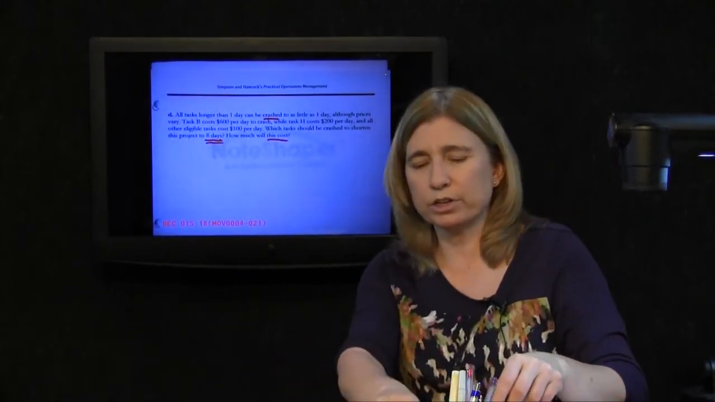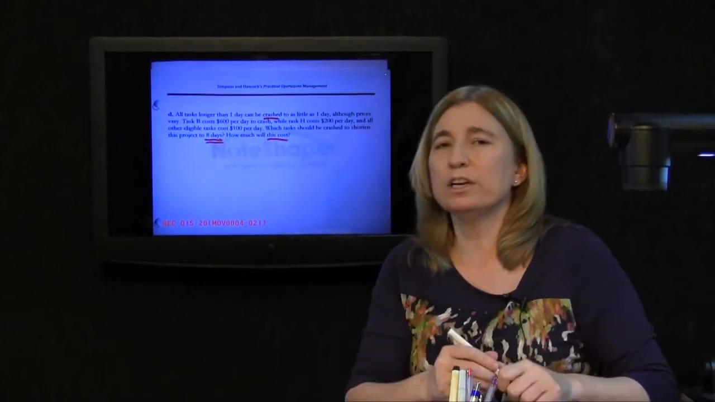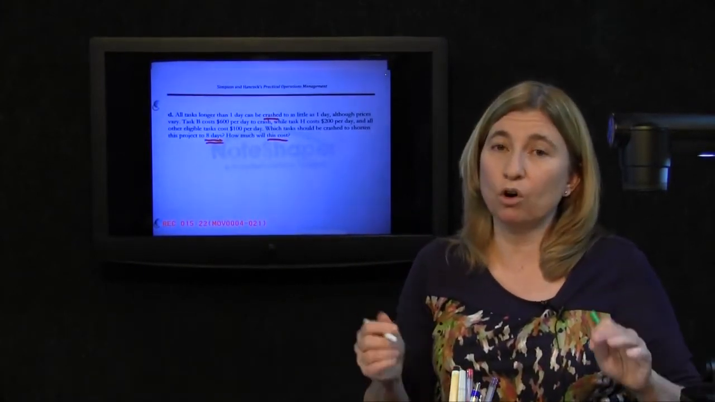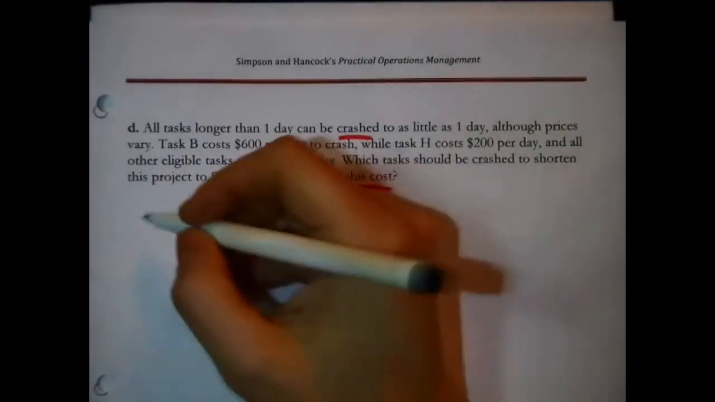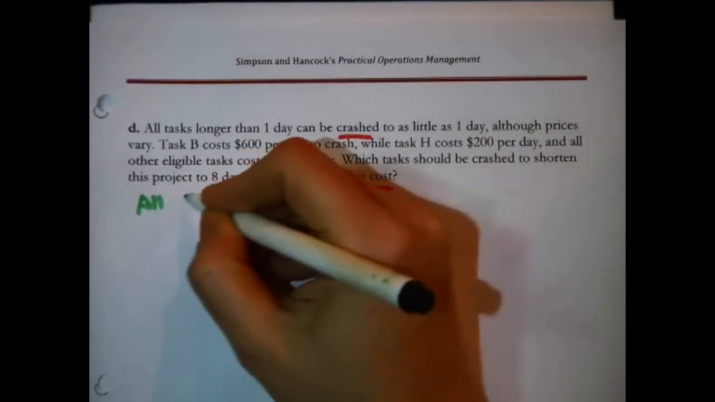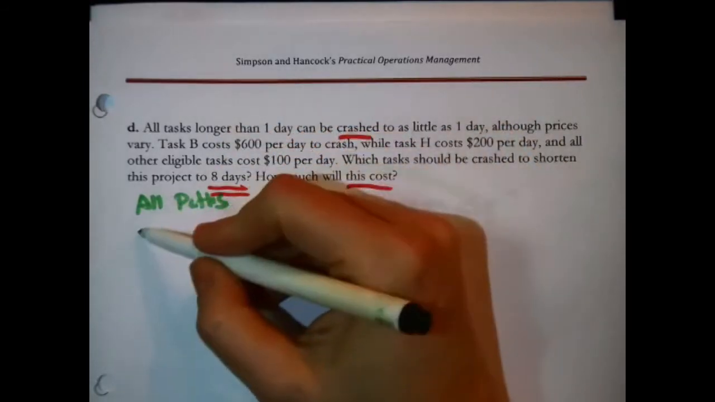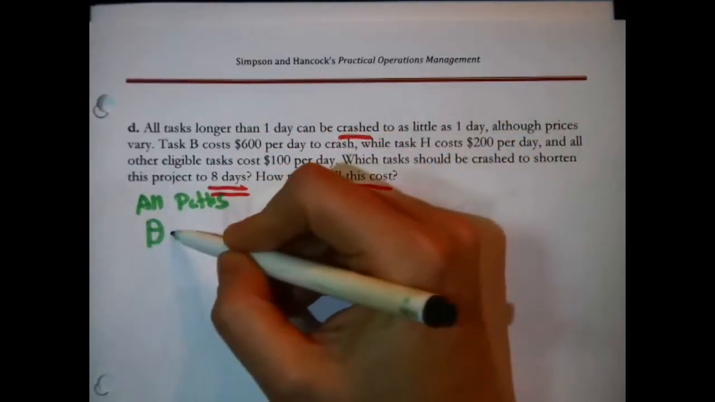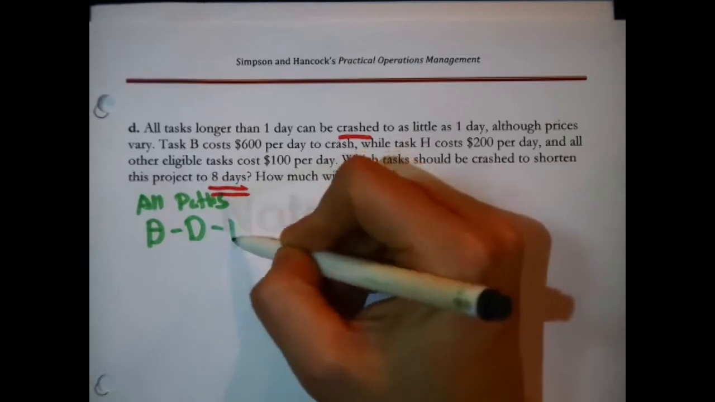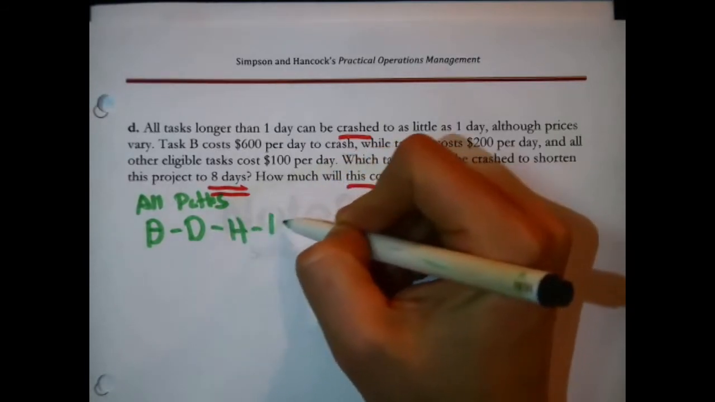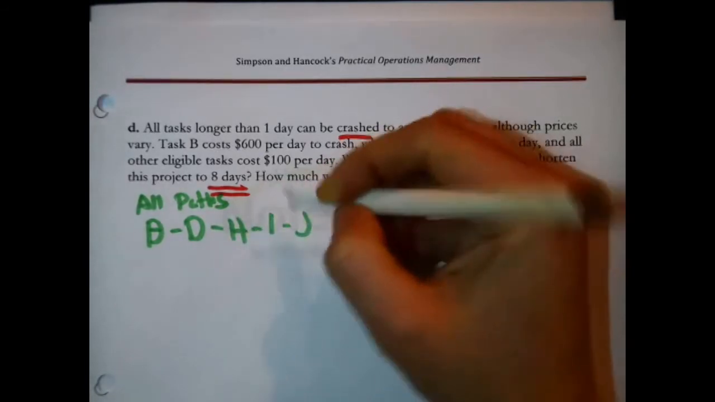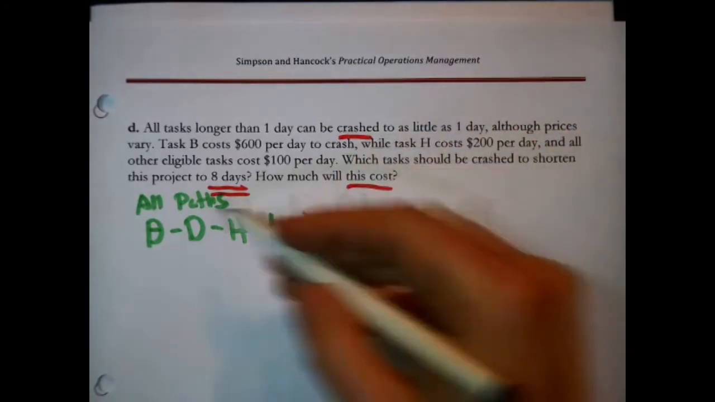To crash this project, the first thing we need is a list of all of its paths, all of them. We know what one of them is, right? One of them is B. I'll just go ahead and copy that one: B, D, H, I, and J. And let's see, these are the paths.